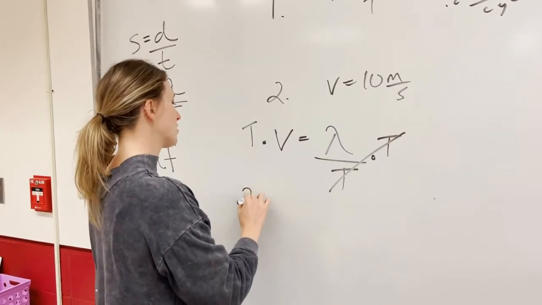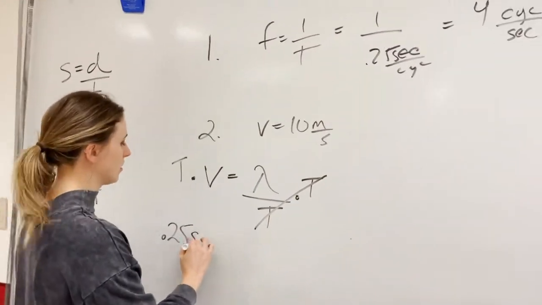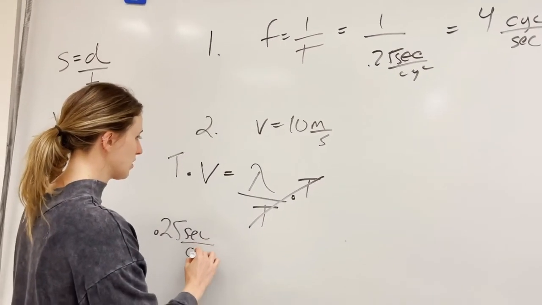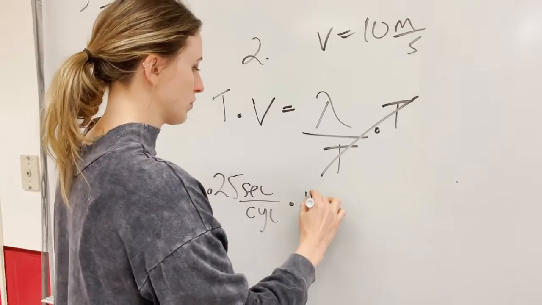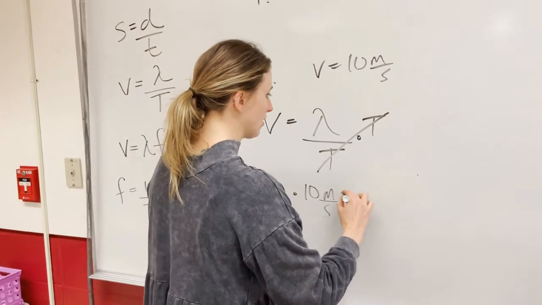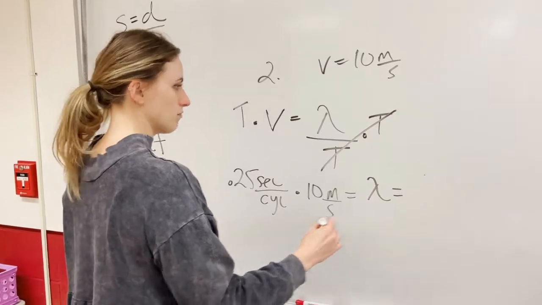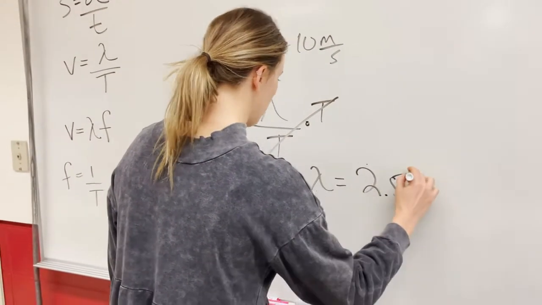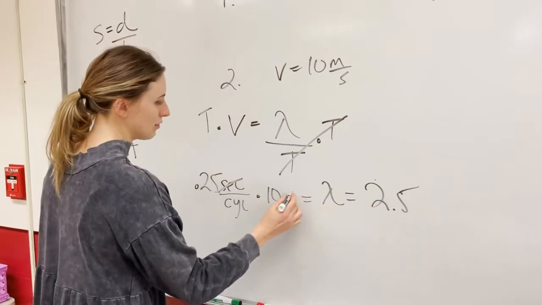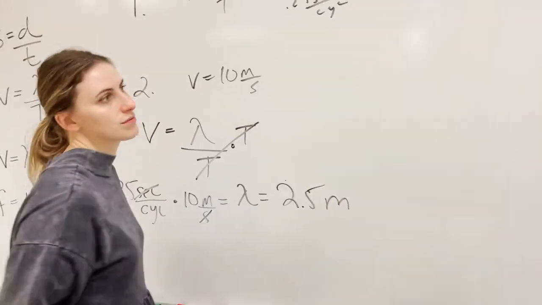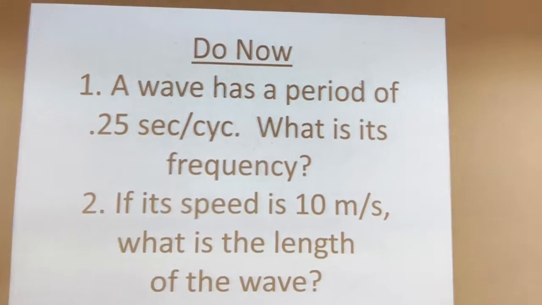So I've got 0.25 seconds per cycle times 10 meters per second. And that's going to give me my wavelength. That is just going to be 2.5. My seconds, they cancel out. Meters per cycle, I'm just going to put meters. That'll work. Okay. And how did you do?